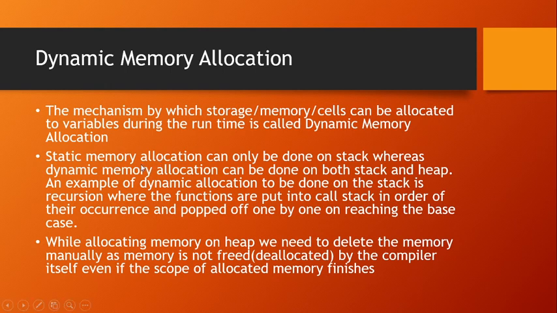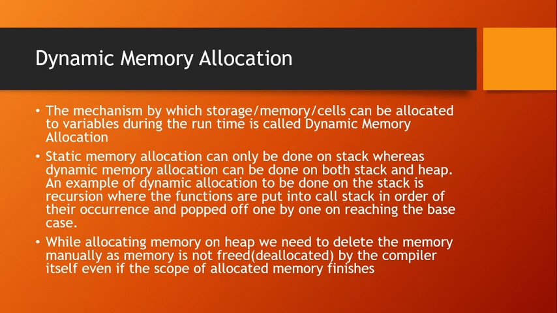Static memory allocation can only be done on the stack, whereas dynamic memory allocation can be done on both stack and heap. So it uses mainly heap, but sometimes it uses stack also. An example of dynamic memory allocation on the stack is recursion, where the functions are put into the stack in order of their occurrence and popped off one by one on reaching the base case. So this you already know.